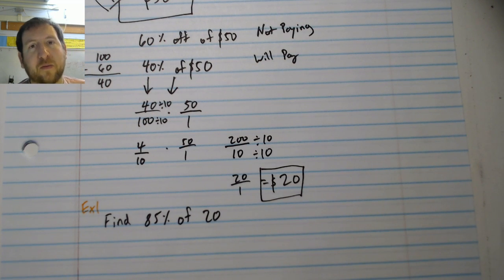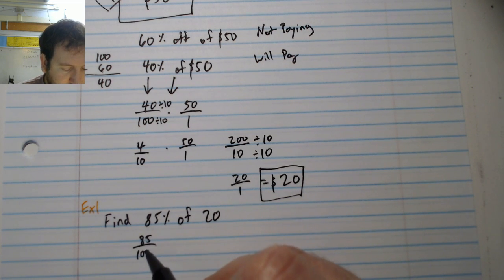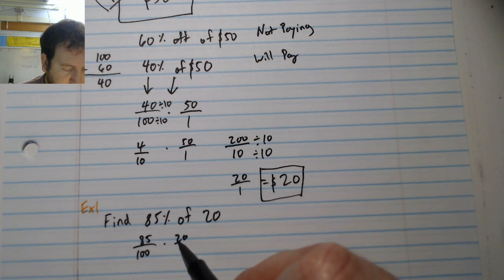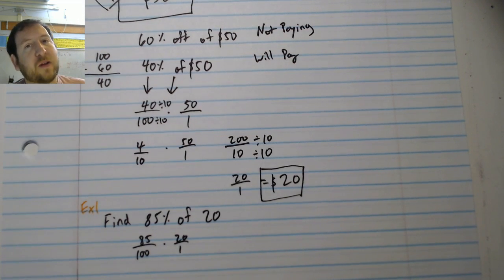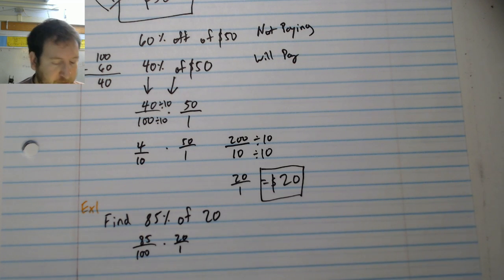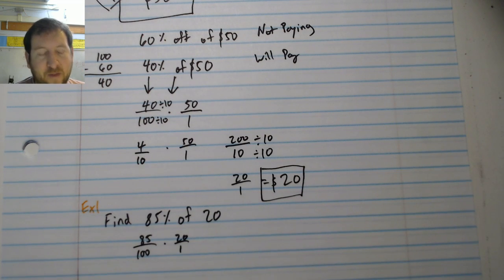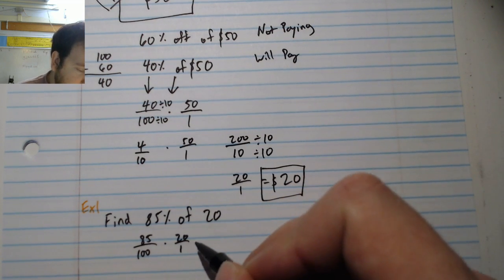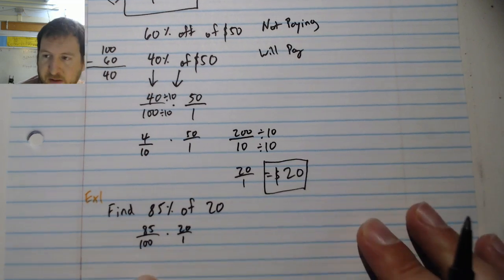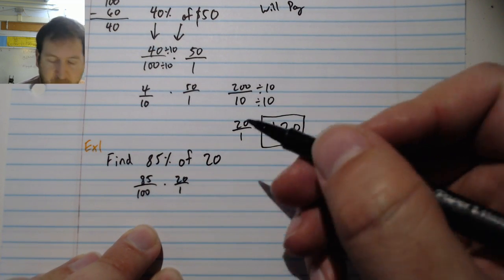And these are the steps that I want to see on your work. 85 over 100 times 20 over 1. Before I do any multiplication, which I could do now if I wanted, 85 times 20 is going to give me a number that's going to be very hard to simplify. Let's see if we can find something that is going to be very helpful to simplify this down. Well, this one is simplified simply because I know that 1 is the minimum that I can get.